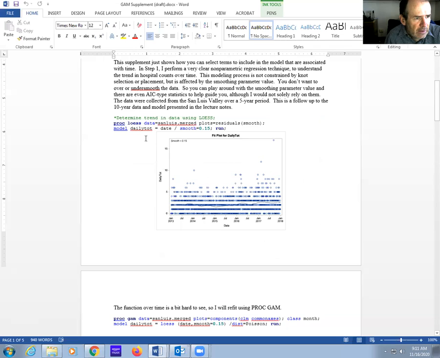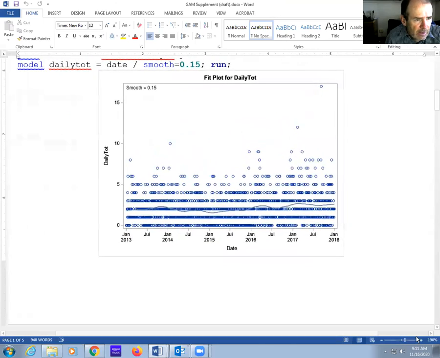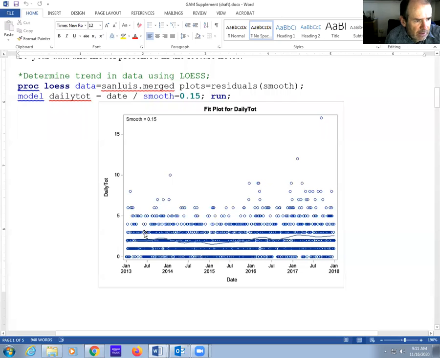So if you do PROC LOESS, and you can do a similar thing in R, here are the hospital counts, and then you can see a gray line. This graph is obviously not real easy to see, but this is the LOESS curve, and I used a smoothing parameter value of 0.15, so that goes from 0 to 1. And there are AIC type statistics that you can use to figure out the best smoothing value, but sometimes just looking at it will give you something pretty intuitive.